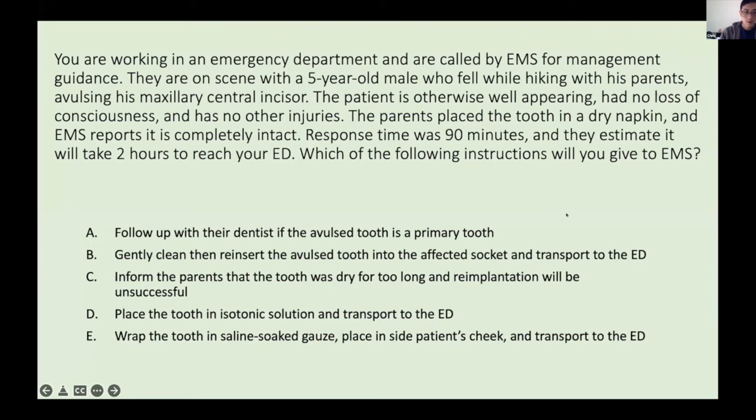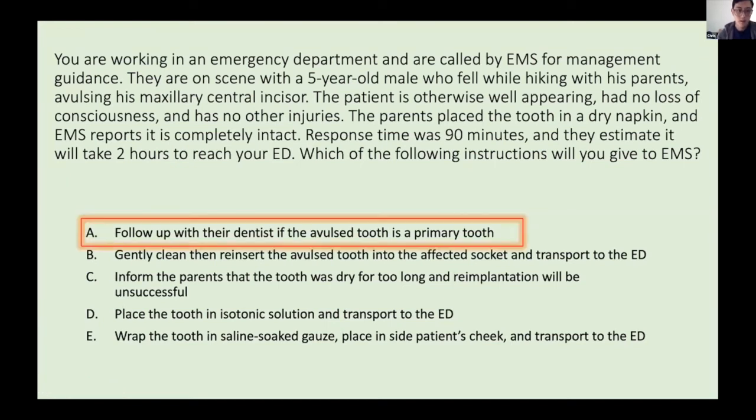So the correct answer is going to be A, follow up with their dentist if the avulsed tooth is a primary tooth. So if it's a permanent tooth, then you would want to reimplant. But if it's a primary tooth, you never want to reimplant, which is why B and C are incorrect.